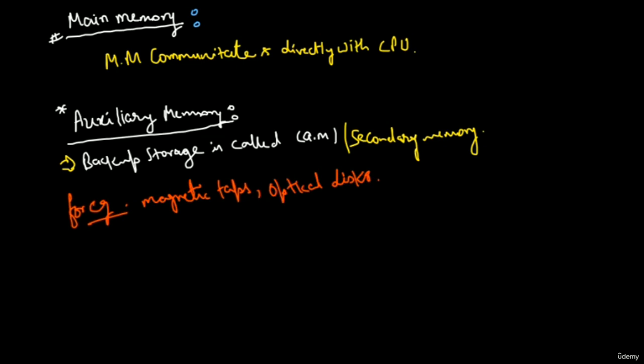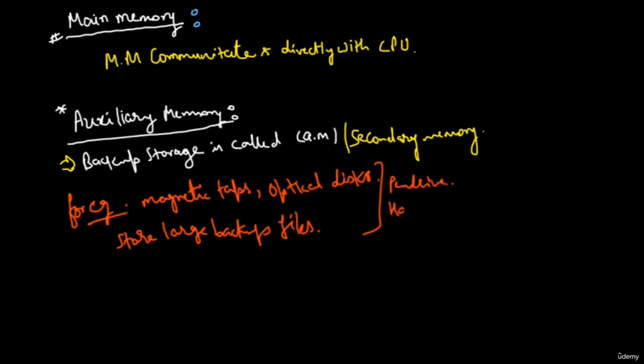They used to store large backup files. So this was the case earlier, and now we can use the pen drive, we can use our hard drive. So these are the things that we use these days. This is the earliest form, which was many tapes and optical discs.